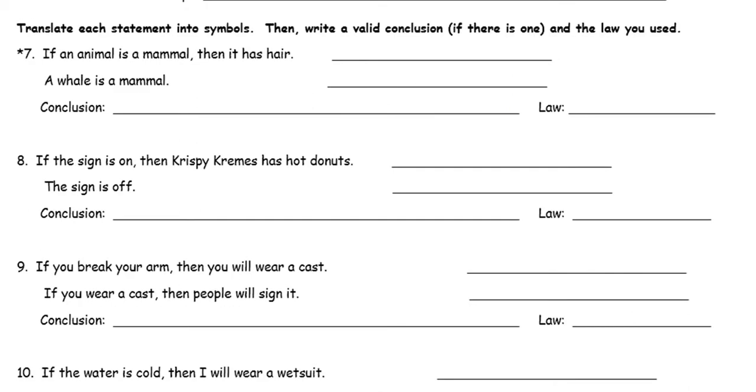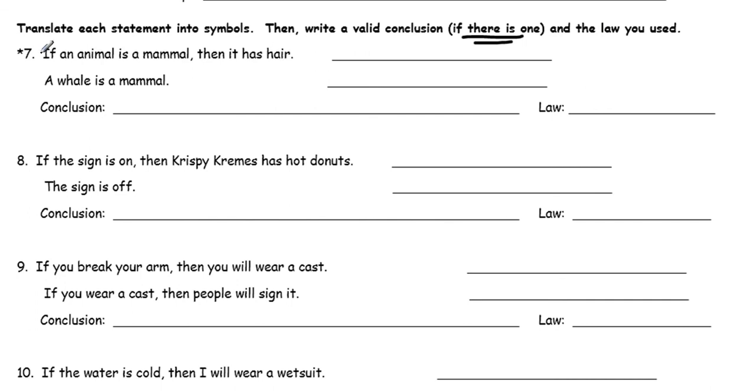All right, number 7, that's the next one. If an animal is a mammal, then it has hair. We want to translate the statement into symbols. Remember, when you're first, right off the bat, translating into symbols, you're using P's and Q's first. Then you can move on to R's and S's and T's if you have to. So we always start with P and Q. Then we want to write a valid conclusion if there is one and the law you used. Right here, if there is one, that means that there's going to be a law. If there is no valid conclusion, that means there's not going to be a law.